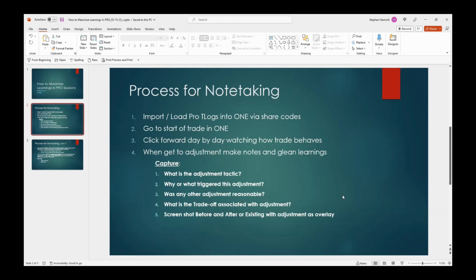And then I want to screenshot the before the adjustment and screenshot the after and post that in my note-taking software. I use OneNote. A lot of people use Evernote. Some people use Notion. Some people use Word. Whatever it is, you want to capture that.